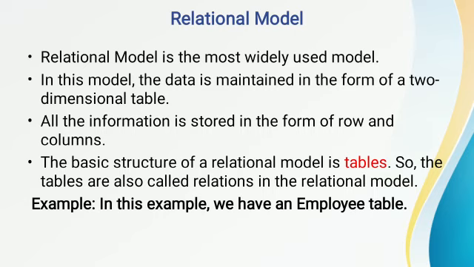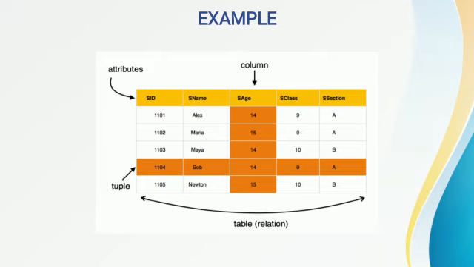The basic structure of the relational model is tables. So how do we store our information in the relational model in tabular form? Remember this point. Tables are also called relations in the relational model. For example, take an employee table. This is an example of the relational model. This example contains 5 columns. The entire table is called a relation, each row is called a tuple, and each column is called an attribute. So this is a two-dimensional table, consisting of a number of rows and columns. We have some employee data, and that employee data is stored in tabular form like this. This is an example of the relational model.